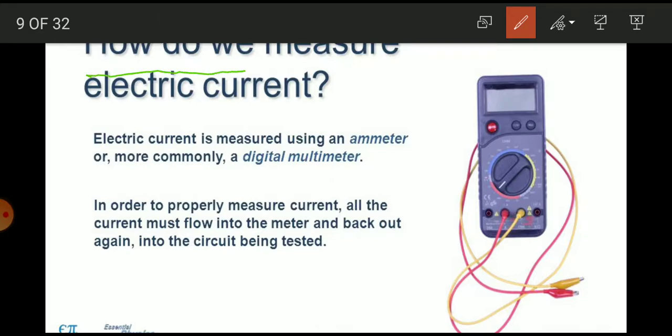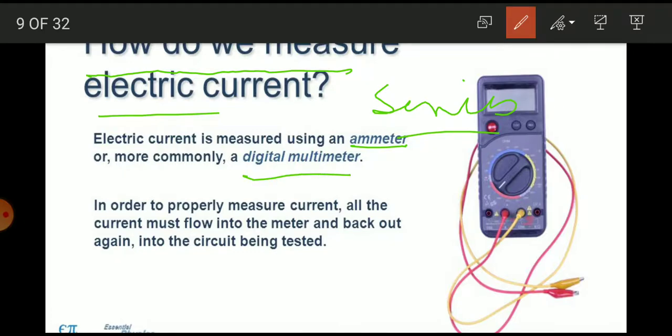How do we measure electric current? Electric current is measured using an ammeter. Ammeter is a device used for the measurement of electric current, and it must be connected in series, or more commonly a digital multimeter. A multimeter is used to measure resistance, voltage, and current.